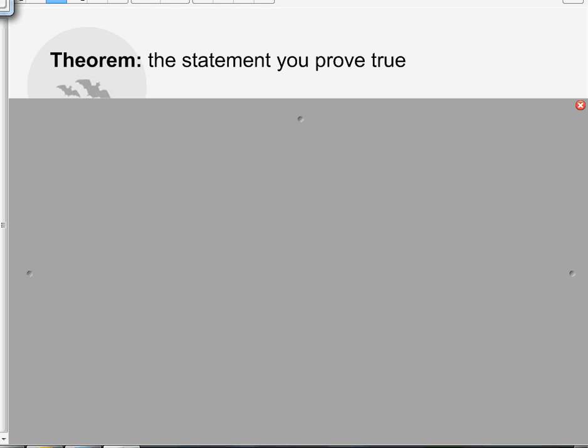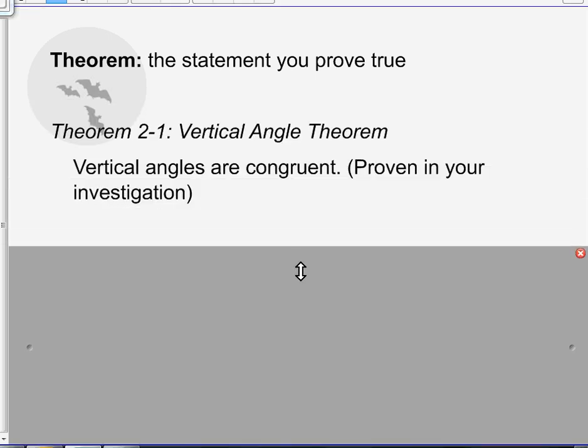So the first thing you need to know is a theorem. A theorem is a statement that you prove true. Okay? So, for example, our first theorem today is going to be the vertical angle theorem. And that states that vertical angles are congruent.